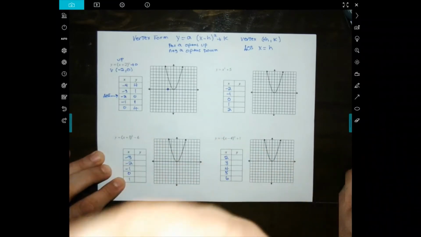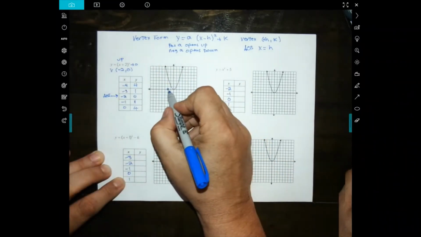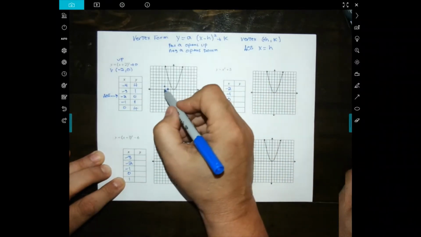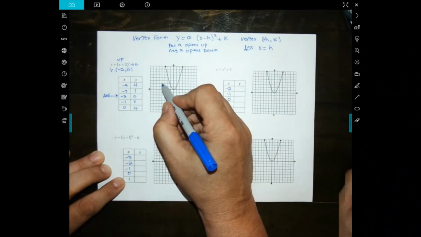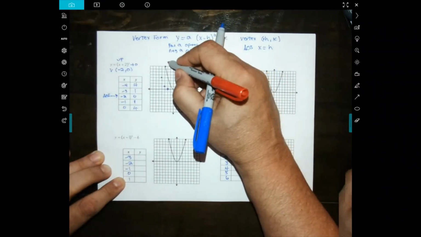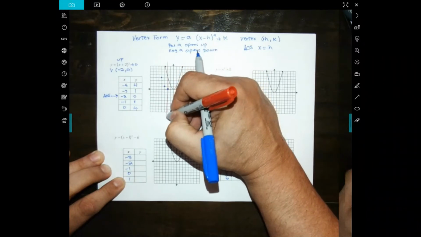Okay, let's plot these points really quick. So at -3, I have 1. And at -4, I have 4. 1, 2, 3, 4. Here's my axis of symmetry. I'm going to draw this in red. My axis of symmetry.